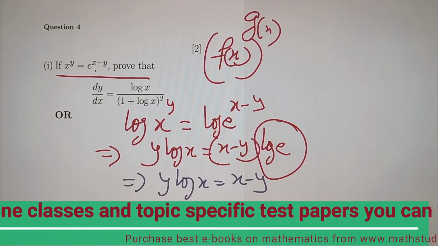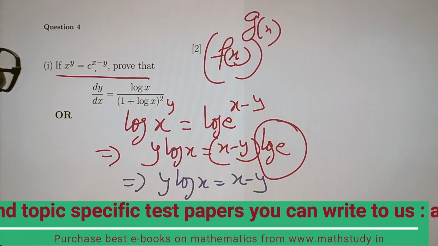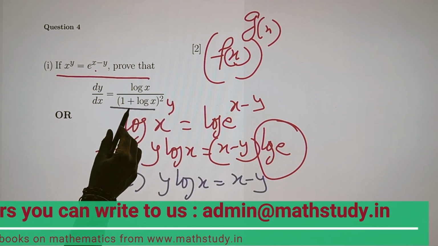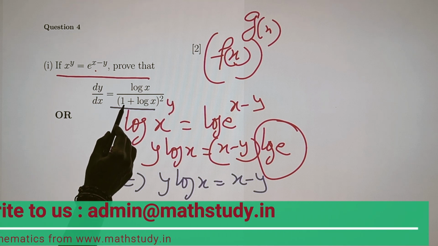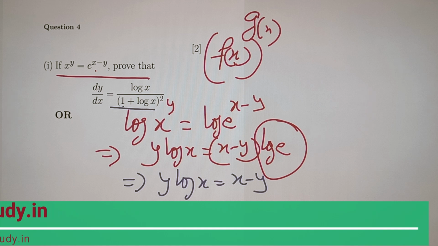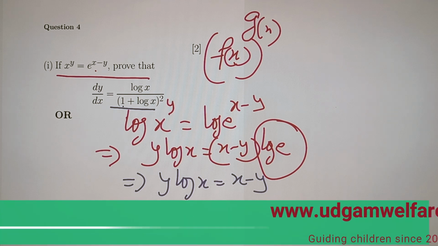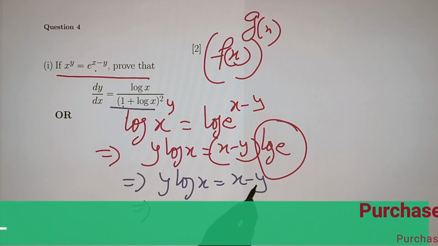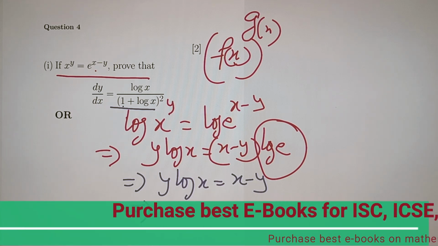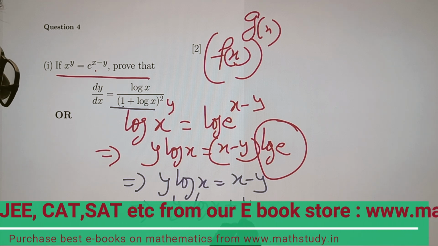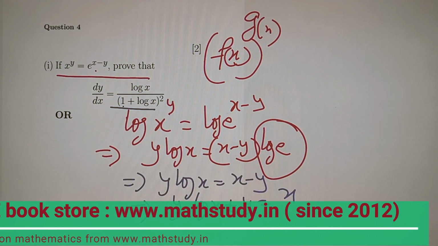Now what we have to do, we have to see this function. What we have to prove, basically we are having in the denominator 1 plus log x. So basically we need to get this factor somehow. So how we are going to do this? See, what we'll do, we will combine the y terms here. y log x plus y equals to x here.